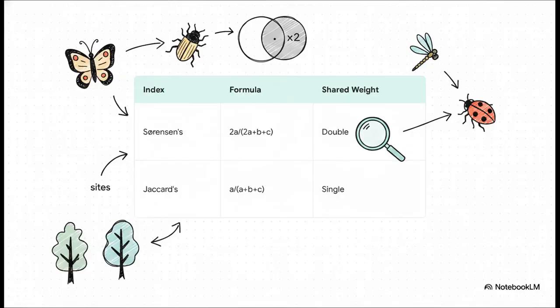When we want to compare overlap, we turn to similarity indices, the big ones being Sorensen's and Jaccard's. Both measure similarity on a nice, bounded scale from 0 to 1, but ecologists generally prefer Sorensen. Why? Because the formula actually gives double weight to the species that are present in both sites. That simply provides a much more robust, realistic picture of true ecological similarity.